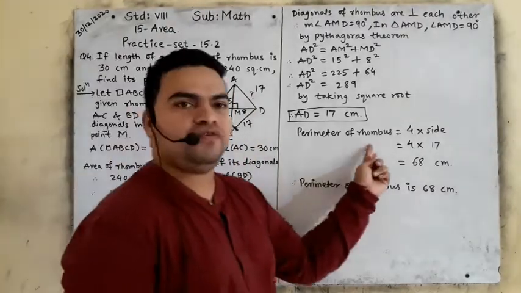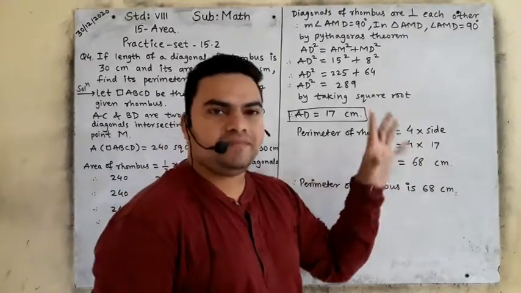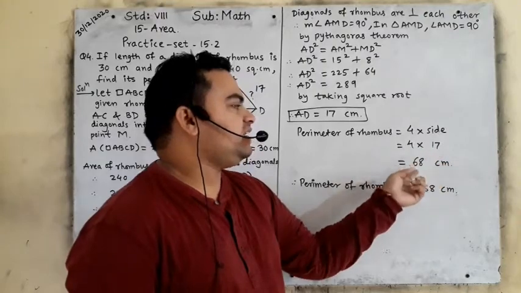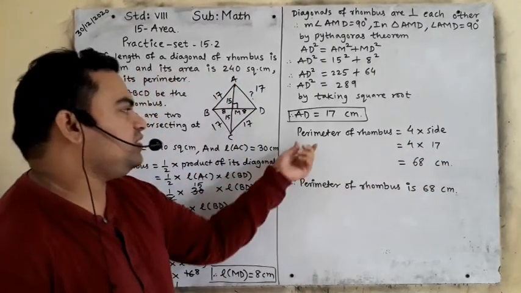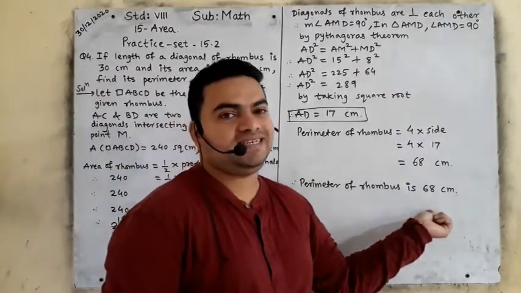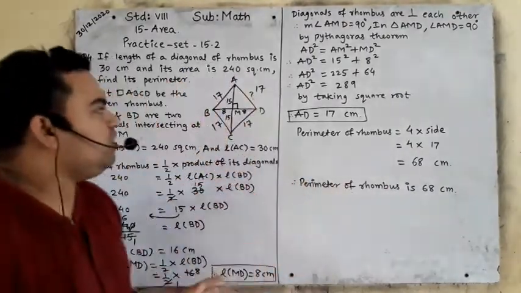So perimeter of rhombus is equal to 4 multiplied by side, 4 multiplied by 17. That is 68 centimeter, because we are finding perimeter. Therefore, the perimeter of the rhombus is 68 centimeter. This is how you have to solve.